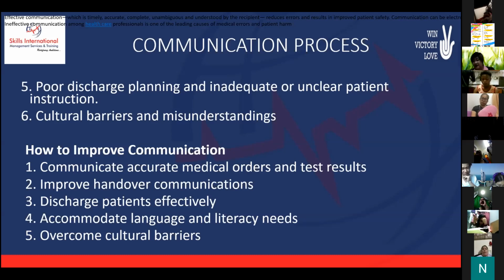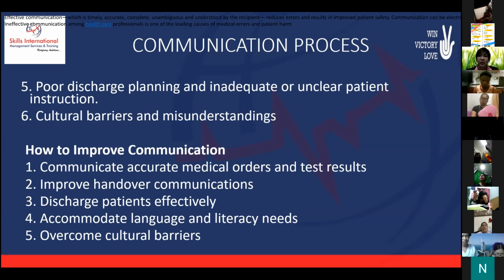And how to improve this communication? Number one, we have to communicate accurately the medical orders and the test results. Whatever medical orders from the doctors and test results that we receive, we have to communicate effectively. Number two, we need to improve our handover communications. We need to give a proper handover. You just don't go away or leave your patients without giving a proper handover communication.